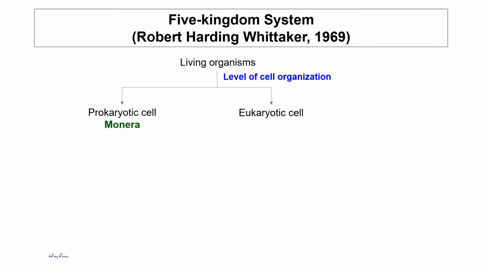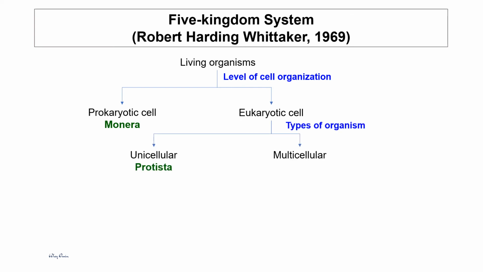He studied living organisms based on a few criteria and classified them. Firstly, he focused on the level of cell organization. Are the living things prokaryotes or eukaryotes? If they consist of prokaryotic cells, they will be grouped under kingdom Monera. However, living organisms consisting of eukaryotic cells will move on to the second criterion, which is the types of organisms. Do the organisms consist of only one cell or more than one cell? If they consist of only a single cell, they are under kingdom Protista.